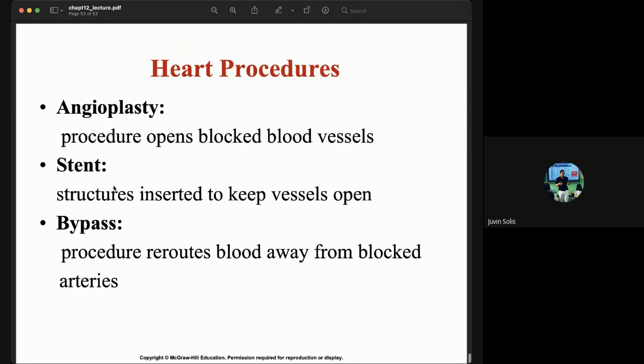Okay. Your heart procedures, we have your angioplasty. Procedure opens blood vessels. Then meron din naman tayong tinatawag na stent, yung structure inserted into your blood vessels to open. And we have your bypass surgery. Bypass is a procedure that reroutes the blood away from the blocked arteries. Kumbaga, naghahanap ng ibang daanan para yung flow ng blood sa ating heart is normal. Okay, so these are your heart procedures. Okay, are we good so far?